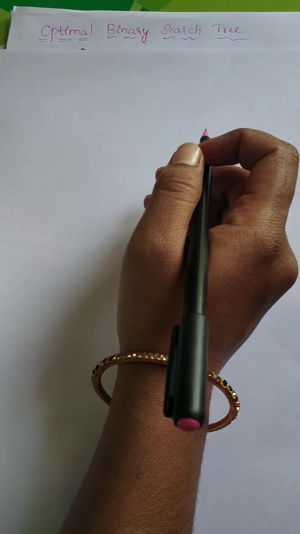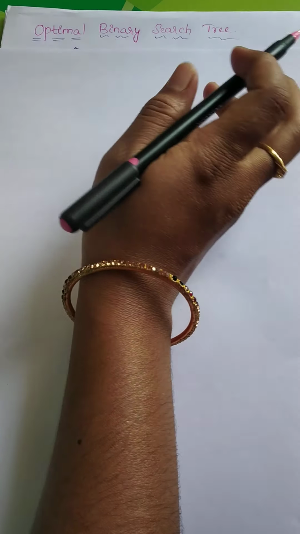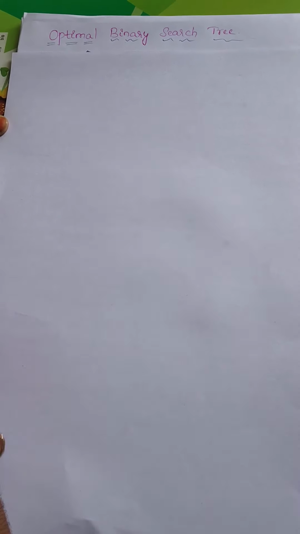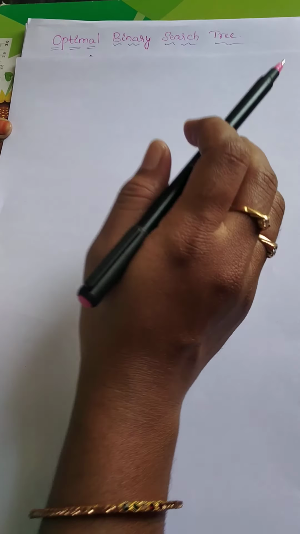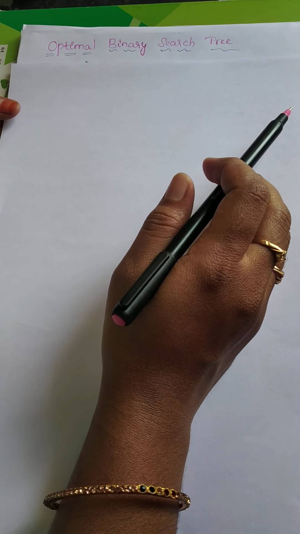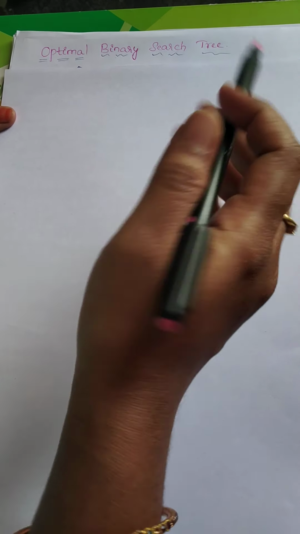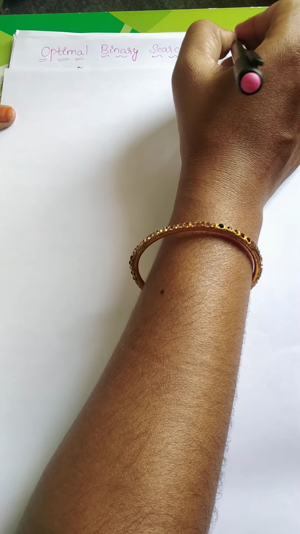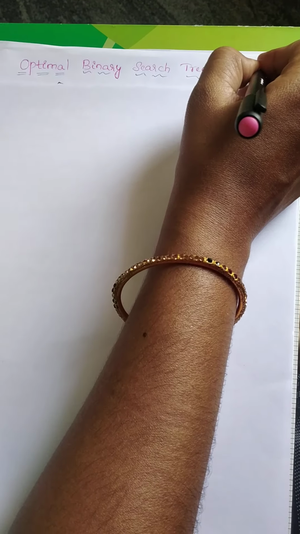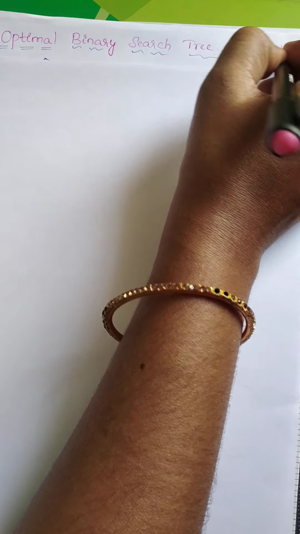Dear students, the problem is optimal binary search tree. In this video, I am going to talk about what is a binary search tree and what is meant by an optimal binary search tree. First, an optimal binary search tree is sometimes called a weighted balanced tree. This is a weighted balanced search tree.